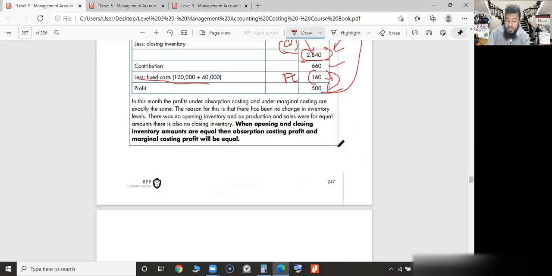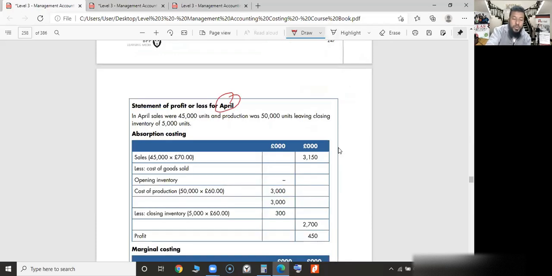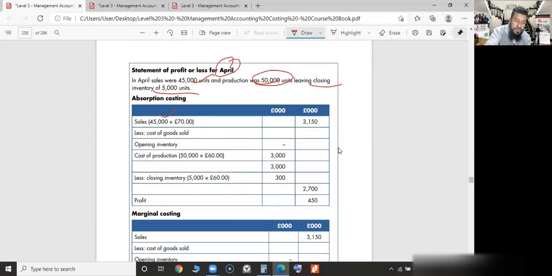But next month, April, we sold 45,000. We produced 50,000. That means 5,000 goes into closing inventory. Let's do it then. 45,000 at the rate of 70, we get the selling price. Opening inventory is still none. Cost of production, 50,000 we produced at the rate of 60, which is 3,000. Ignore that one, as I said. Closing inventory is deducted from the cost of sales. So please, I want to spend at least one valuable minute here. Each minute of your lesson is important, but this one minute is very important.